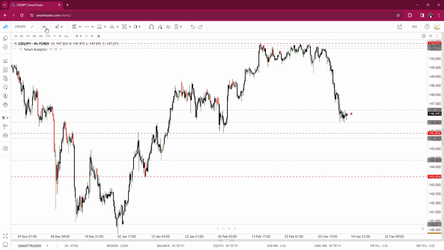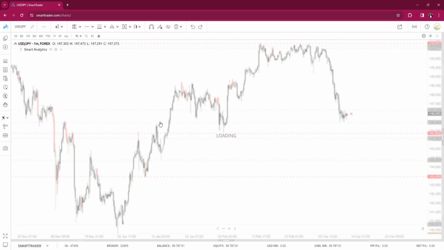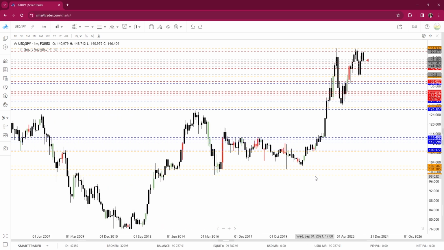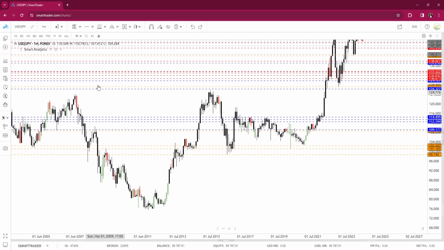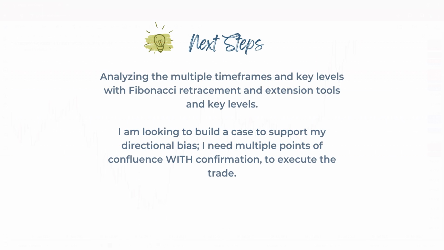Right. And so now that I've done that, I'm going to go back to the monthly. Now I need to figure out my direction. Right. And so I'm going to grab my smart fib tool. I'm going to click below the last low. That clearly was not the last low. And deploy my fibs. See what I got.